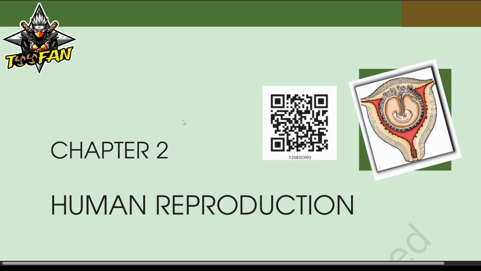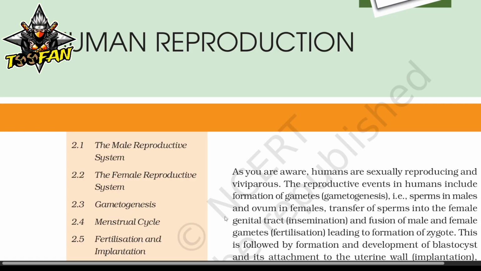Class 12, Chapter 2, Human Reproduction. Okay, as you are aware, humans are sexually reproducing and viviparous.